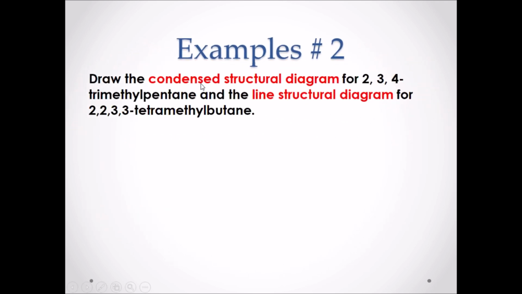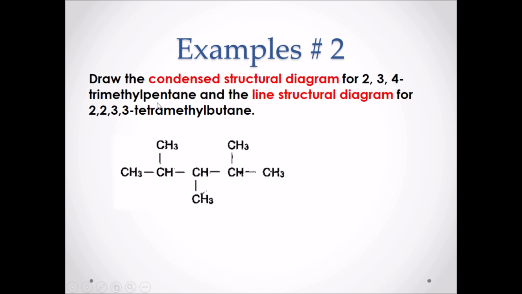Example number 2. Draw the condensed structural diagram for 2,3,4-trimethylpentane, and then draw the line structural diagram for 2,2,3,3-tetramethylbutane. Pause the video and attempt this example. Remember, a condensed structural diagram only shows the carbon-carbon bonds. And our structural diagram is represented here.